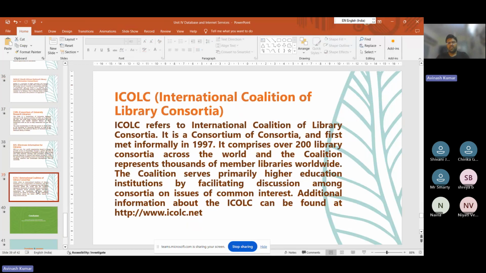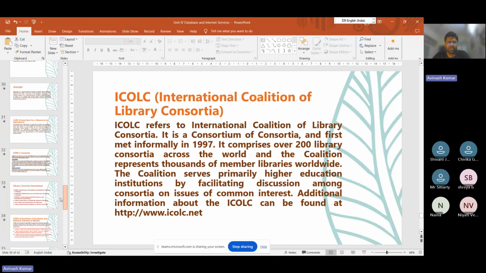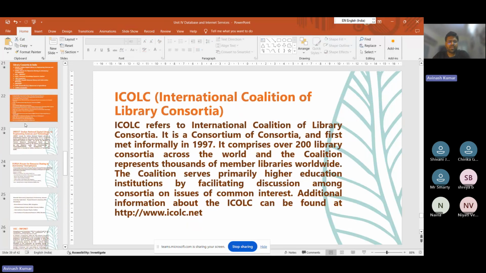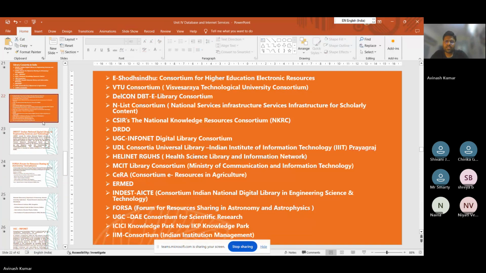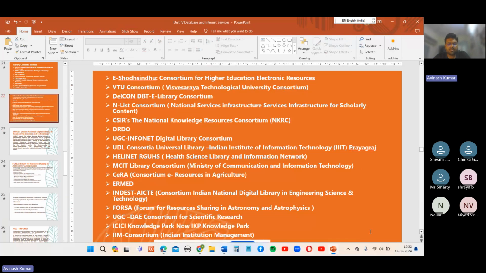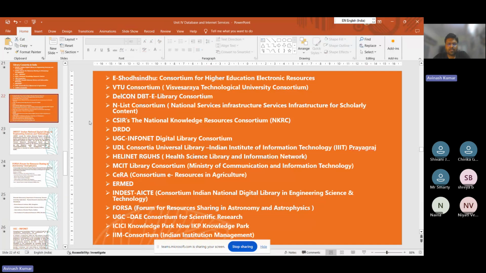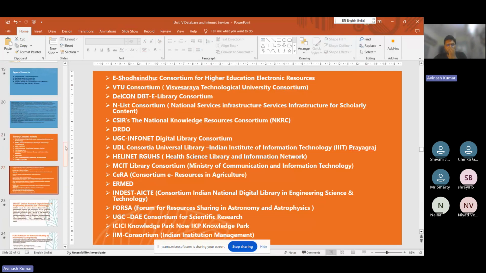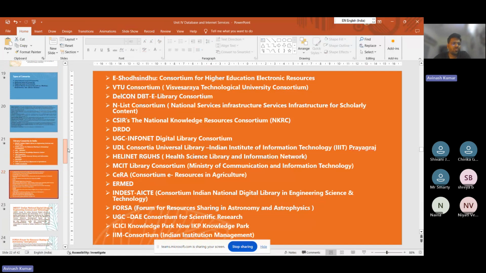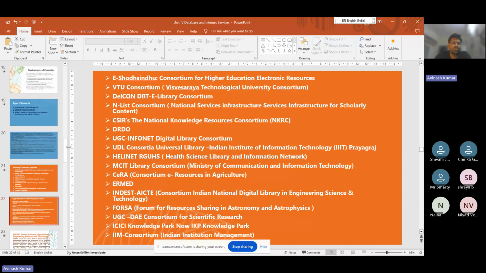I have mixed in some slides on the consortia, and if you want more, you can find the list of all consortia and details of each one. You can also use these as examples in your examination, as well as in your UGC NET examination. So we have completed unit 4, databases and internet services.